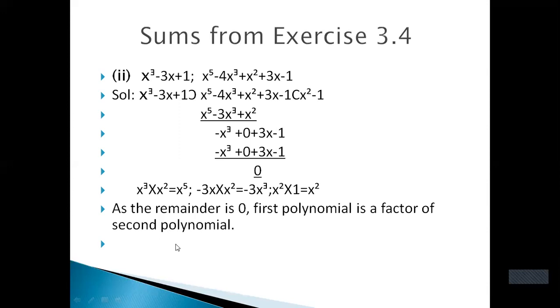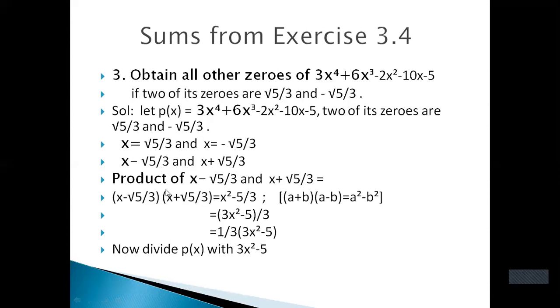Now, the very important question from your examination point of view, children. This is a very important model for your 4 marks board exam. So the question is: obtain all other zeros of 3x power 4 plus 6x cube minus 2x square minus 10x minus 5, if two of its zeros are root 5 by 3 and minus root 5 by 3. The root is for both 5 and 3.